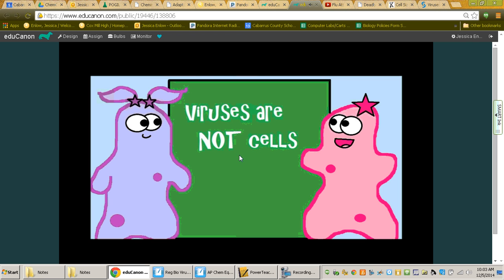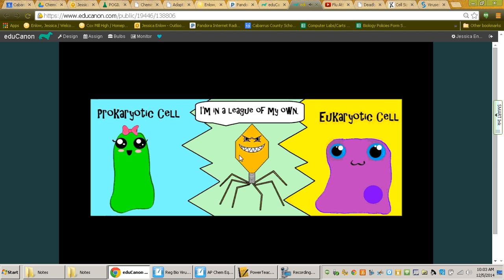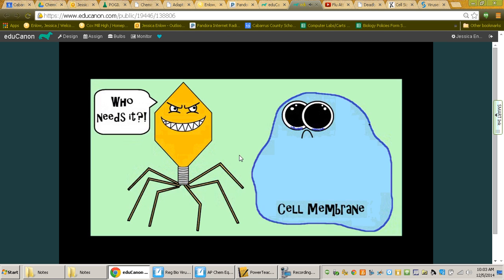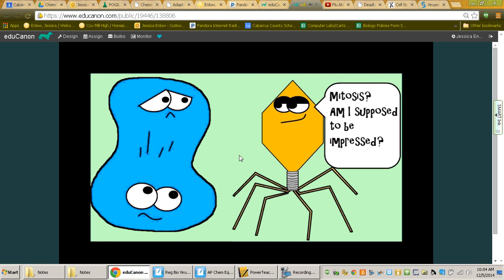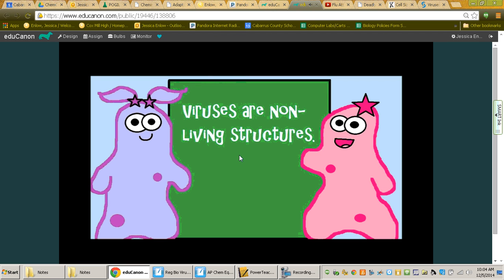In fact, viruses aren't even cells at all. You can't say a virus is a prokaryote or a eukaryote. It's not a cell. It doesn't have a cell membrane like all cells have. It doesn't have a lot of cell components. It's a non-living structure. In fact, viruses can't even reproduce on their own. So viruses, again, are not alive. It makes them very difficult to treat.